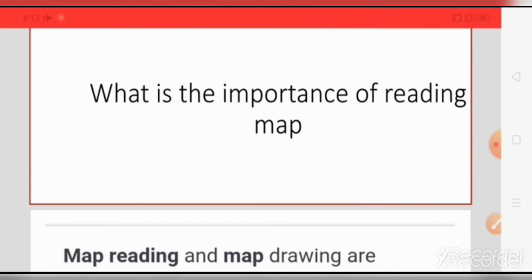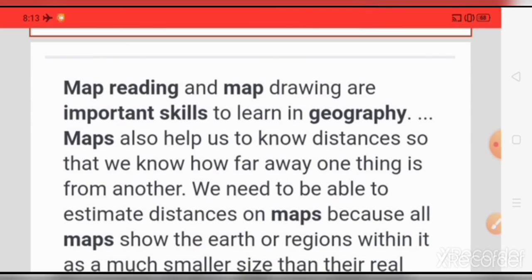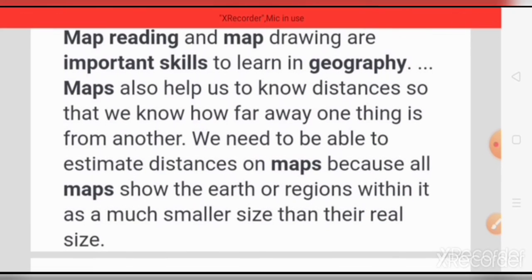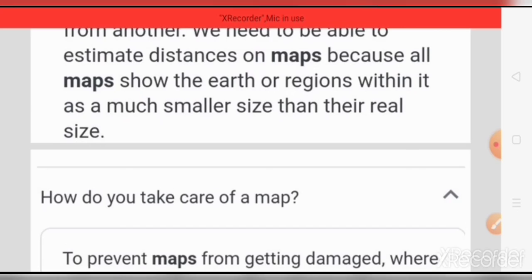Then what is the importance of reading map? Map reading and map drawing are important skills to learn in geography. Maps also help us to know distances so that we know how far away one thing is from another. We need to be able to estimate distance on a map because all maps show the earth or region within it as much smaller size than their real size.